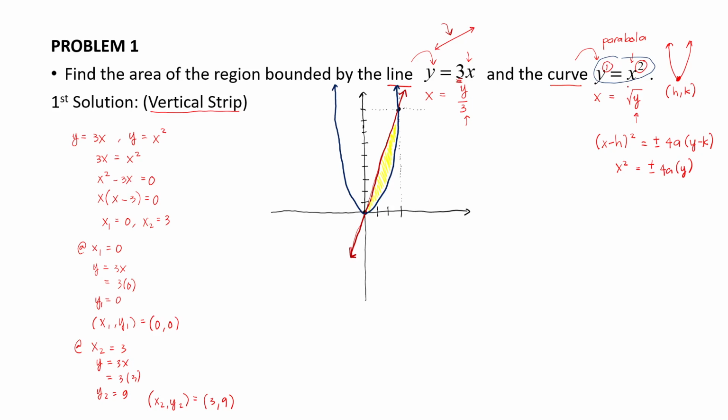So 4a is just 1, right? Looking at your y variable, it's 1 times y, so 4a is equal to 1. Meaning the focus is 1/4. Hopefully you know those terms, right? Focus, latus rectum, in the parabola. Okay, again, those are important terms.